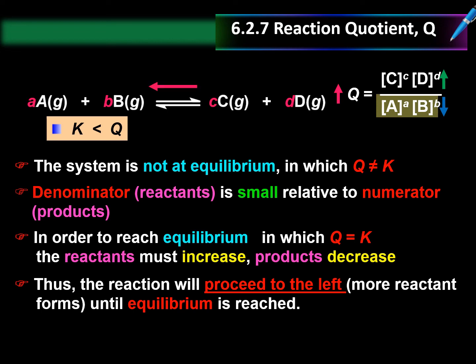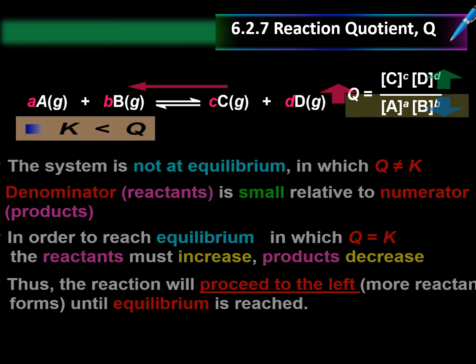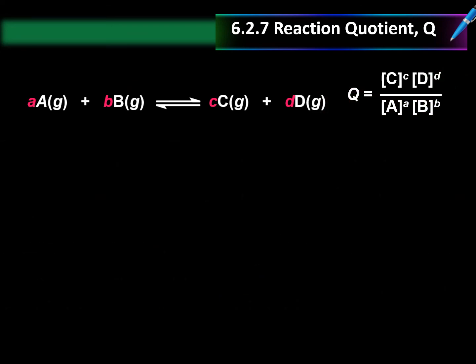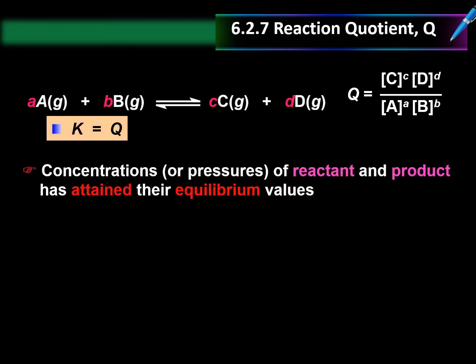If K and Q have equal value, this indicates that the system is at equilibrium. Thus, there is no further net change.